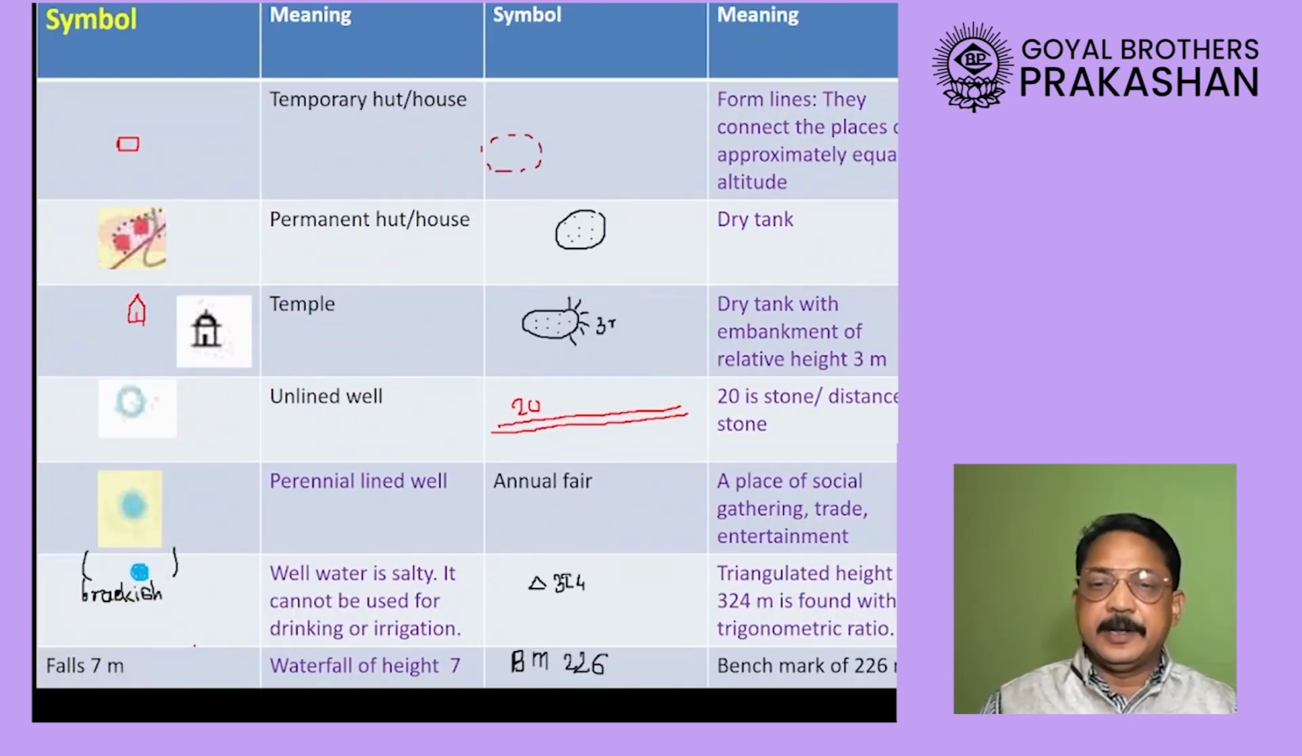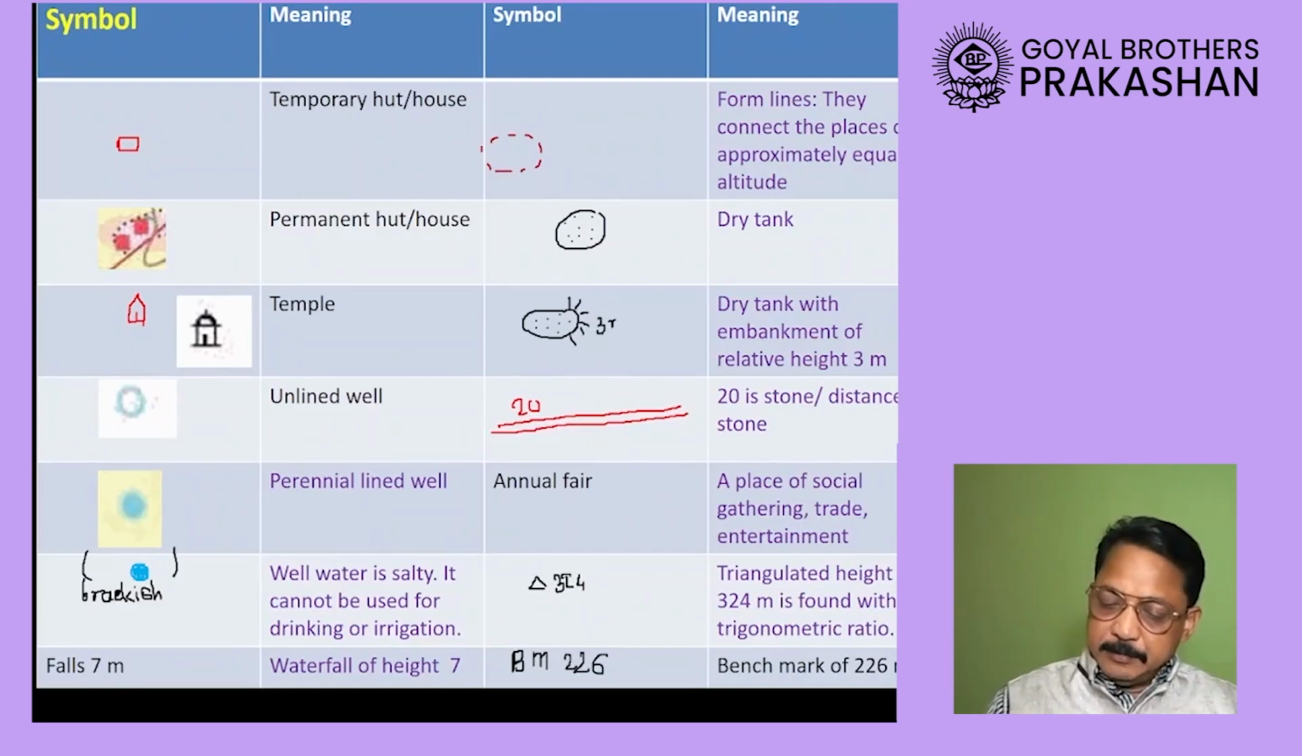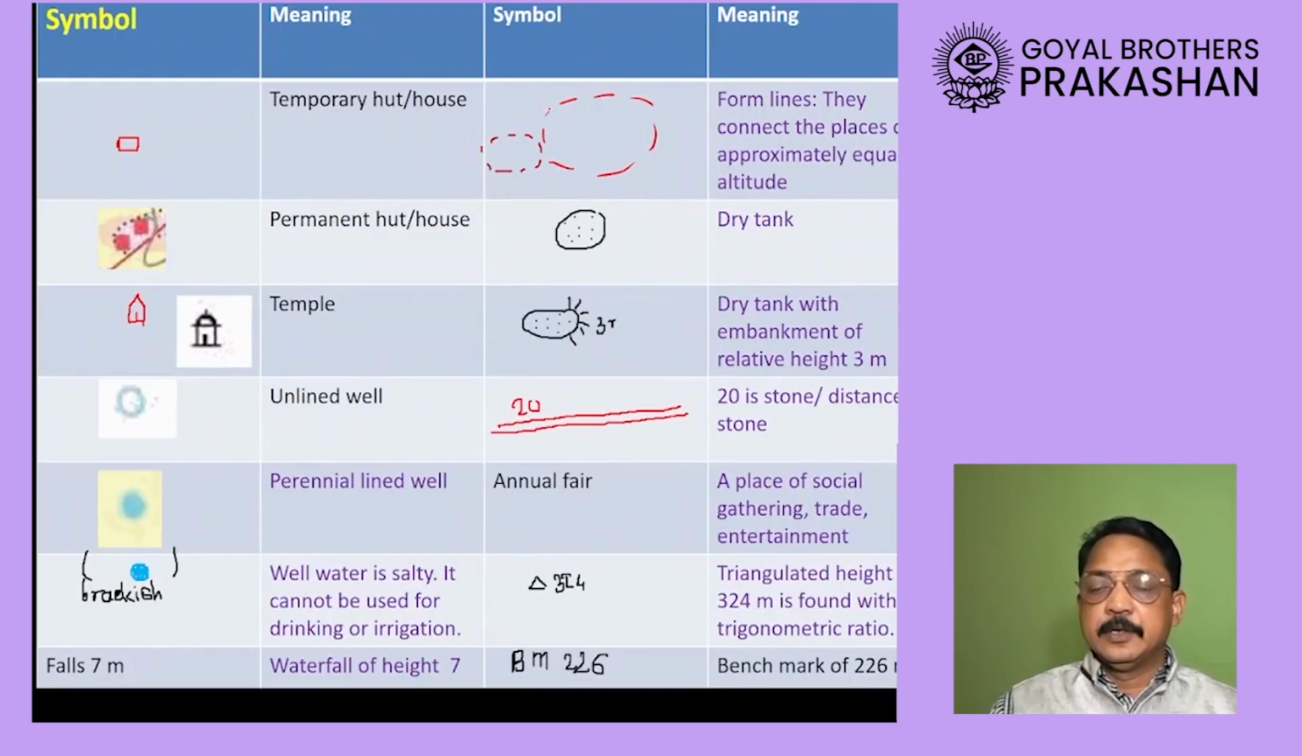If the letters are written on a topography map as shown here, falls 7 meter, it means there is a waterfall of the height 7 meter. Sometimes contour lines are shown as broken lines. So now we don't call them by the name contour line, we call them by the name form lines, which generally show the approximate altitude of those regions where finding altitude is a little bit difficult. So they give just a rough idea of the altitude of the place.